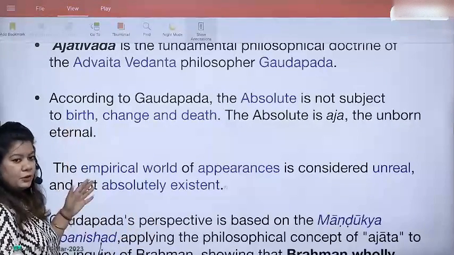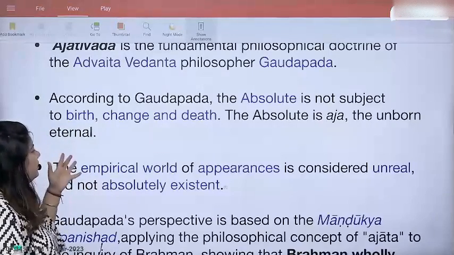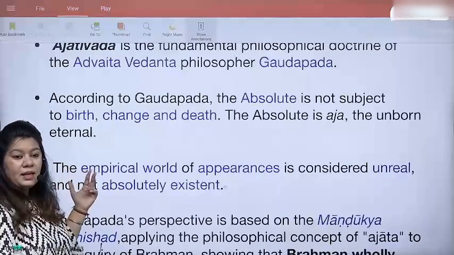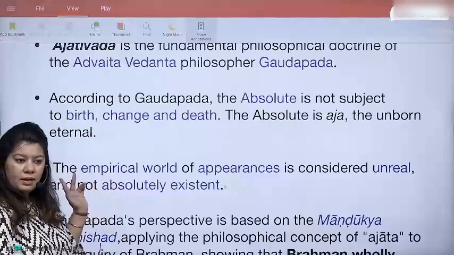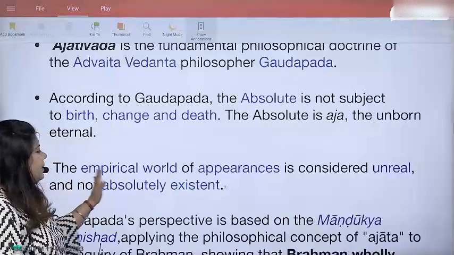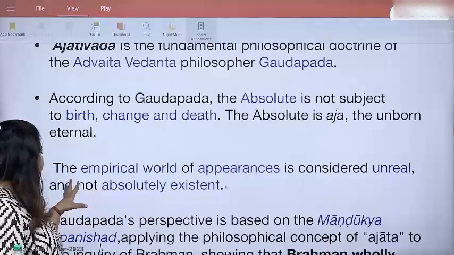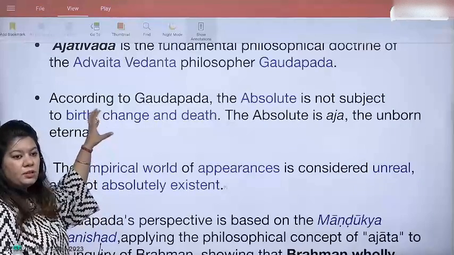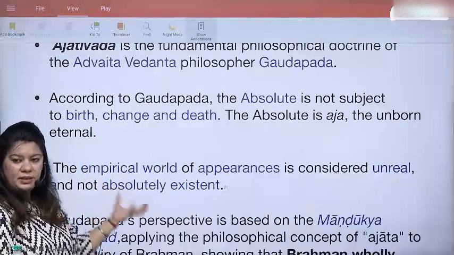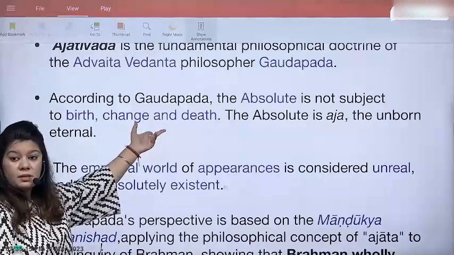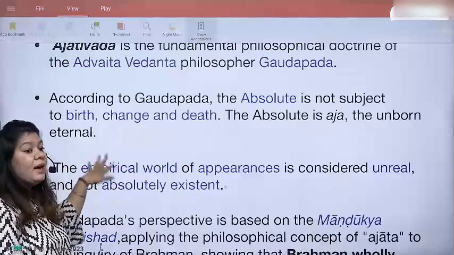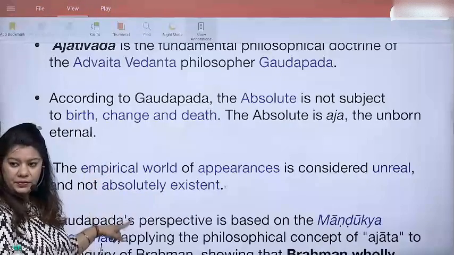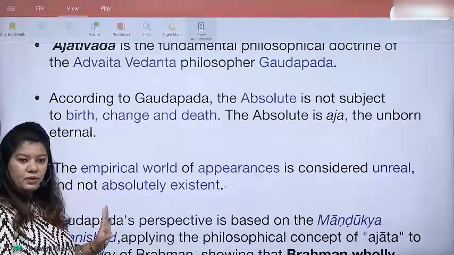It says that the absolute is not subjected to birth, change and death. It is unborn, eternal. That means it believes in real existence, right? This empirical world of appearances is considered unreal and not absolutely existent. So which entity is he crediting as real? The Absolute. The Absolute is Brahma or God. The rest of the world is changing, unreal. Did you understand his philosophy?